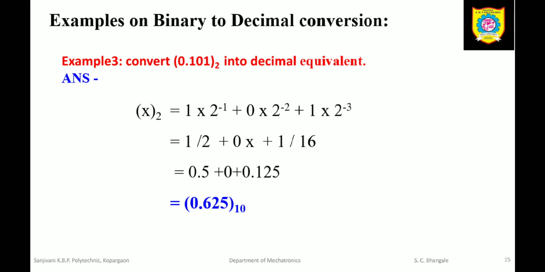If we calculate the value, we will get 1 by 2 plus 0 into 1 by 4 plus 1 into 1 by 8. So if we calculate the value, we will get the equivalent decimal number, which is 0.625 to the base 10.